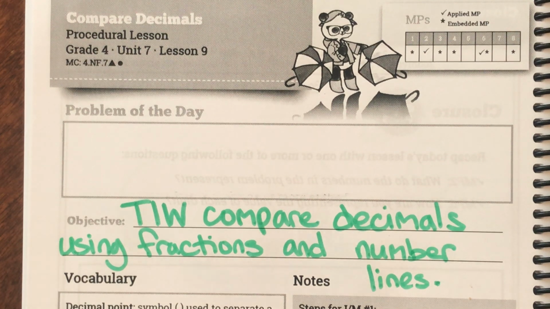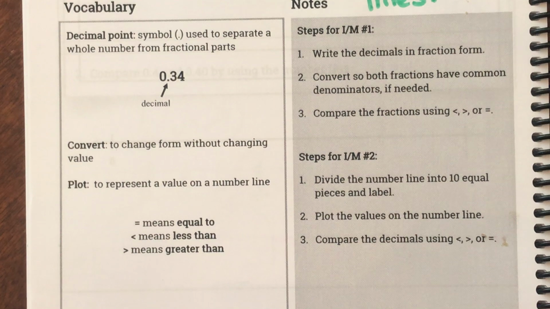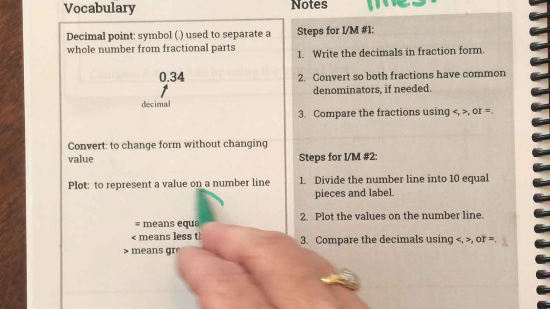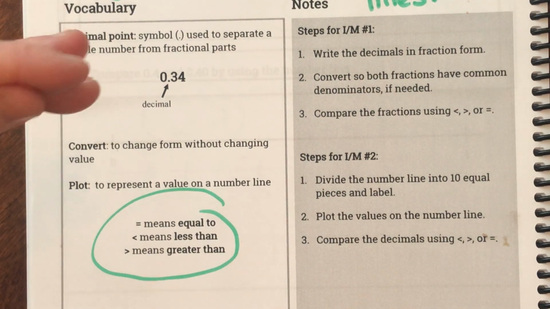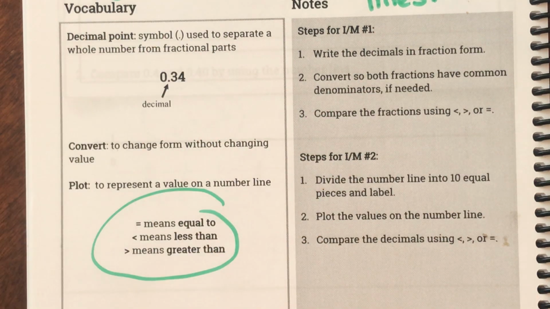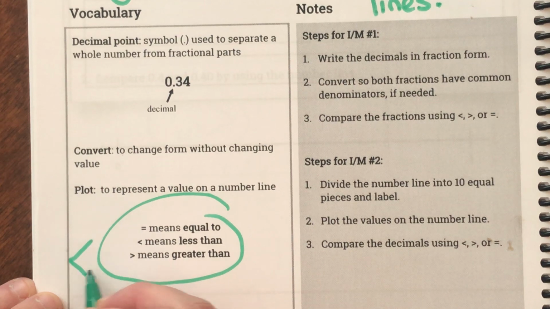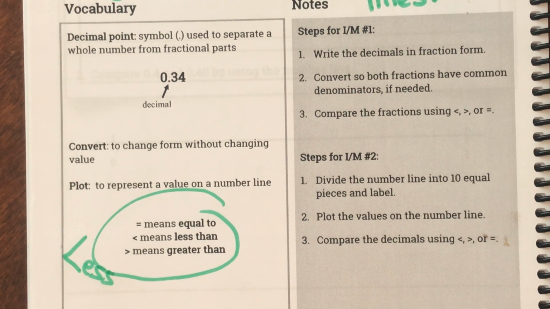Okay, so looking at our vocabulary, we don't have anything new. It's all just reminding us. We do have our three comparison symbols that we want to remember. And remember, I have told you that I still remember the alligator grabbing the bigger one, and I also remember the less than symbol. I could write the word less. That's how I always remember that that's the less than symbol. So just a few tricks that have stuck with me.